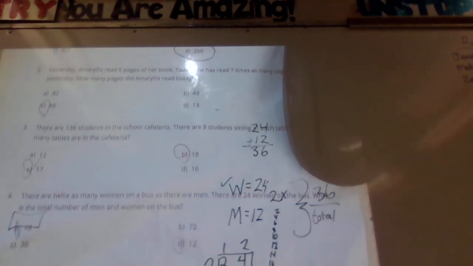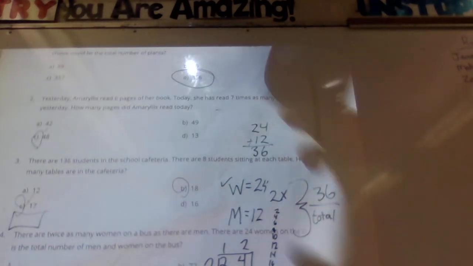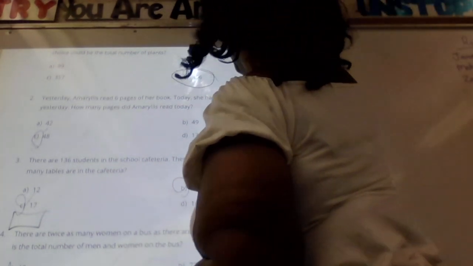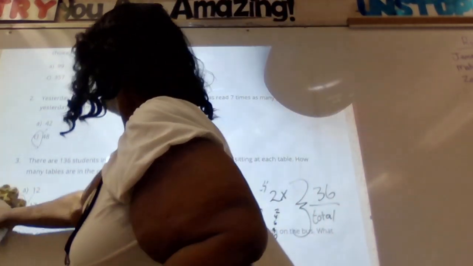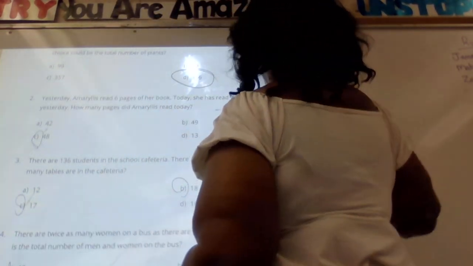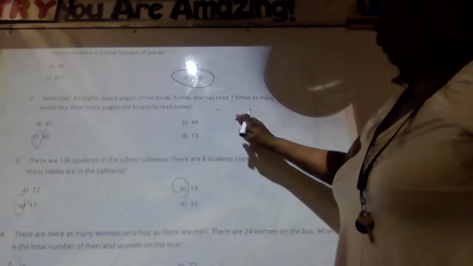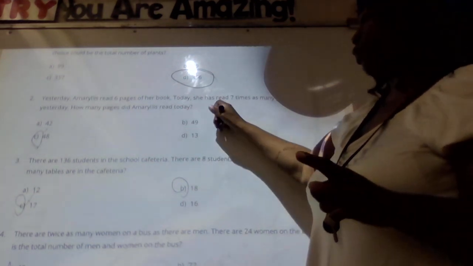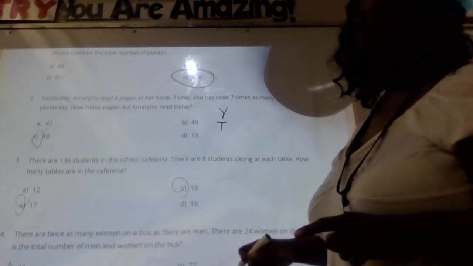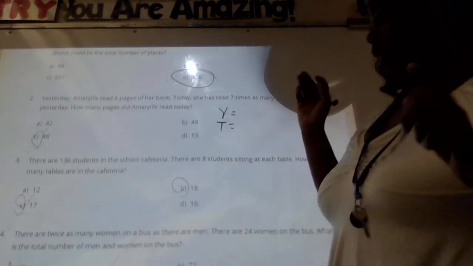So let's quickly go to number 2, which is a very similar problem to that one. Let me scoot it down just a bit. And it says, yesterday Amaryllis read 6 pages of her book. Today she has read 7 times as many pages as yesterday. How many pages did Amaryllis read? Okay, so let's look. I'm going to label it. What 2 things am I comparing? Yesterday and today.